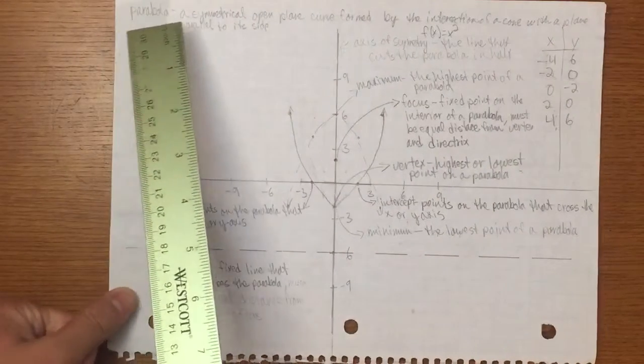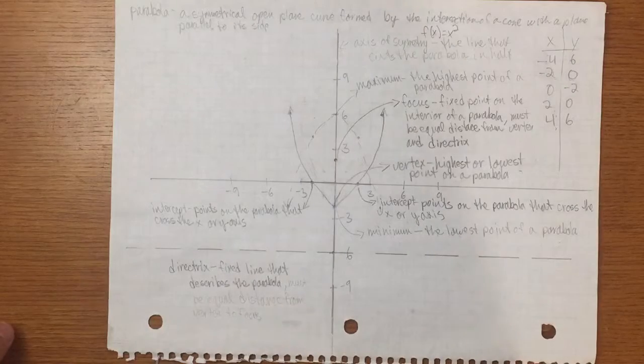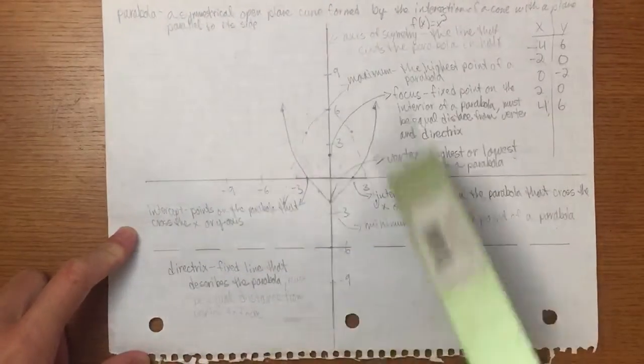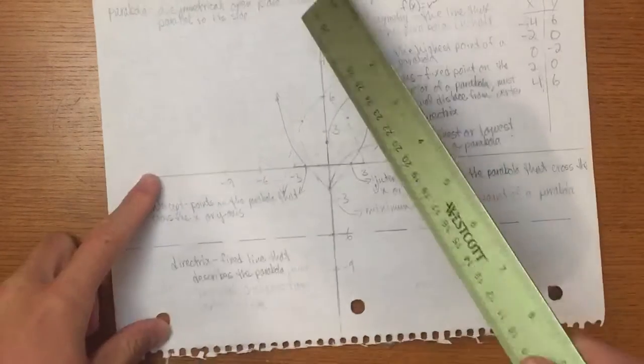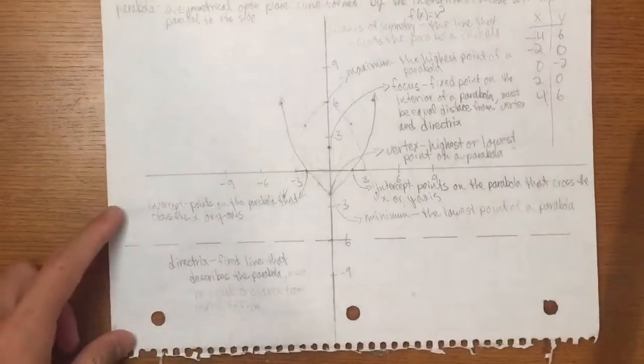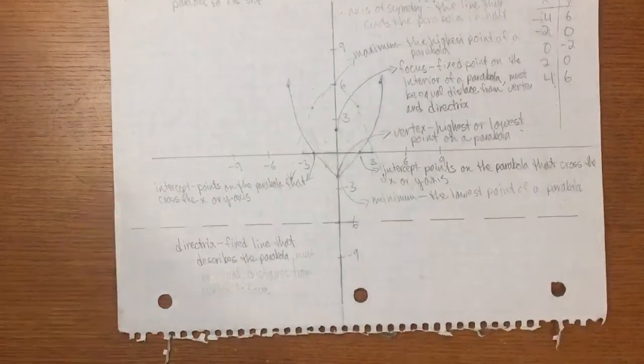A parabola is defined as a symmetrical open plane curve formed by the intersection of a cone with a plane parallel to its side. This over here is a parabola. The axis of symmetry is the line that cuts the parabola in half, making both sides equal to each other, or symmetrical.